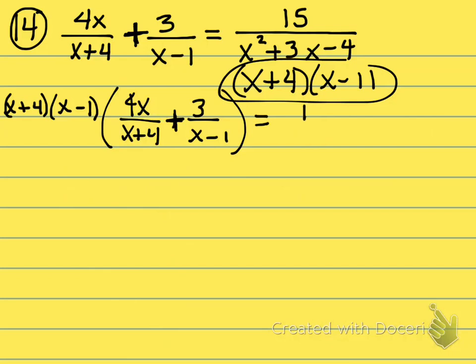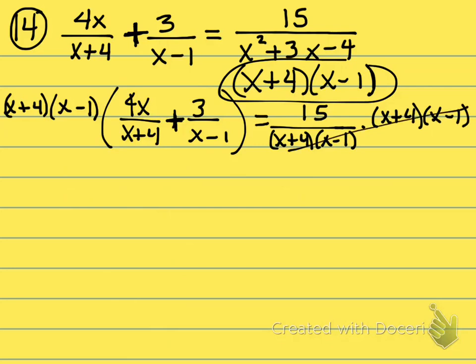Alright, this is 15 over my LCD, x plus 4 times x minus 1, and that looks like 11, but that's a parenthesis, believe it or not. And then again, this side has to get multiplied by the same thing. And those cancel, so I'm going to be left with just 15 on the right. And then when we distribute this LCD across the left side, for the first term, the x plus 4 will go away and leave me 4x times x minus 1. For the second one, the x minus 1 will cancel, and I'll be left with plus 3 times x plus 4. And remember, the only thing we had left on the right was the 15.